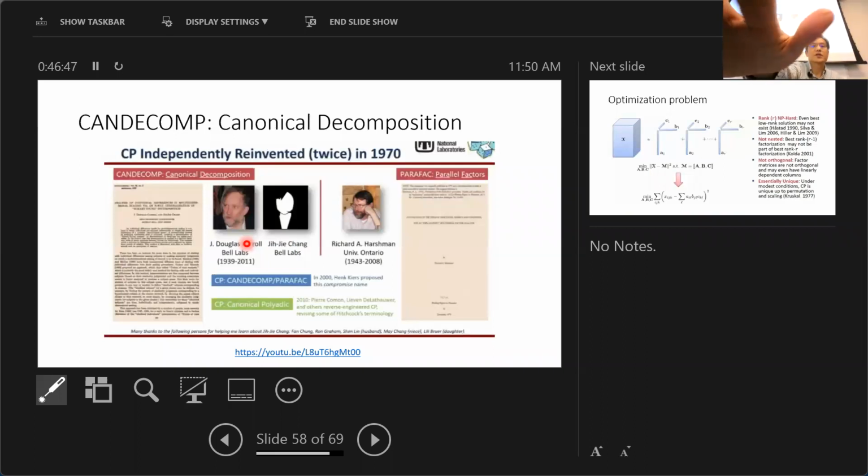There are two major algorithms. The canonical decomposition, also called CP, was independently reinvented twice in the 1970s. So CP is sometimes called by different names. CP, okay, the CP method.